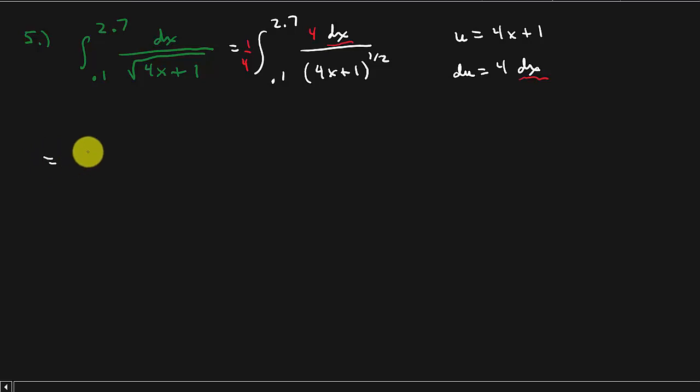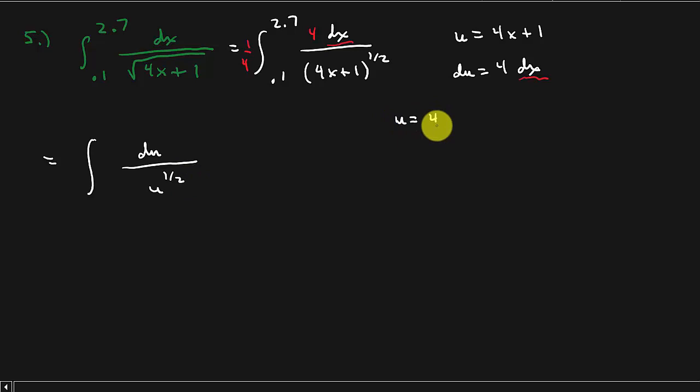And so let's make our substitution. The 4 dx is going to be replaced with du, and the 4x plus 1 is going to be replaced with u. And what do we have to do now? We have to change our limits.